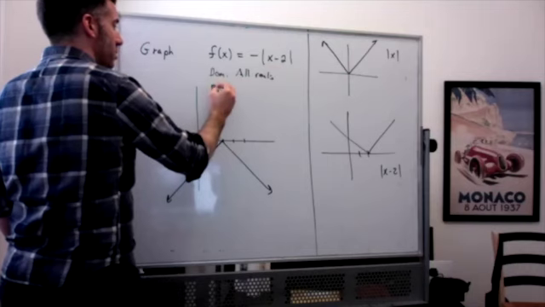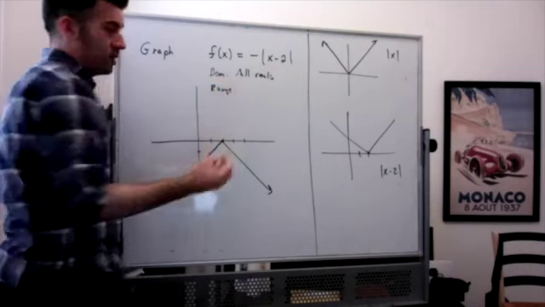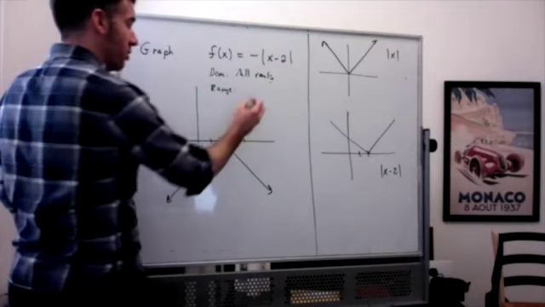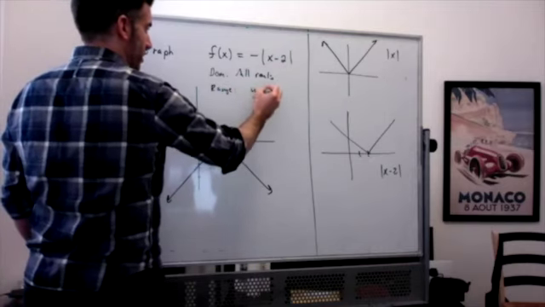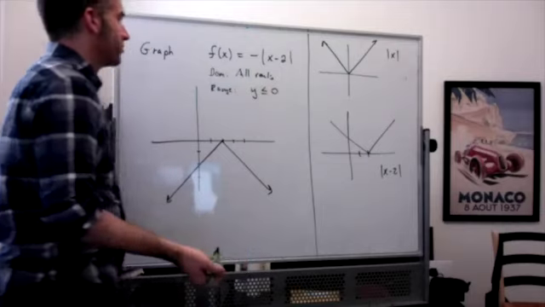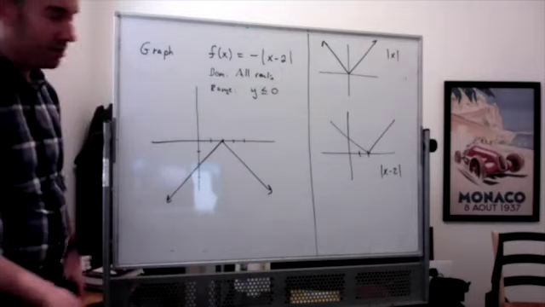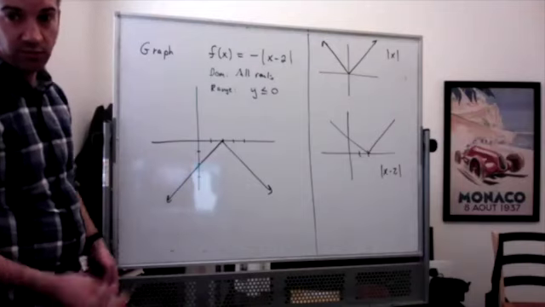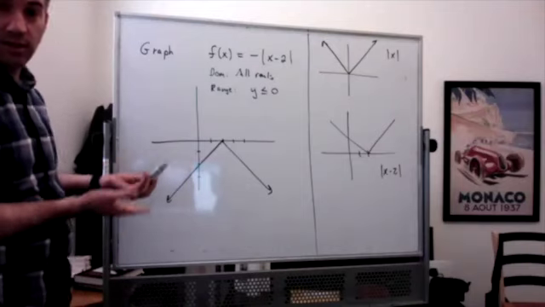The range is all the non-positive numbers. So everything from negative infinity up to 0. So the range is y is less than or equal to 0. There is an x-intercept. It's +2. There is a y-intercept. It's -2. But there's not a lot else to say about this graph, right?